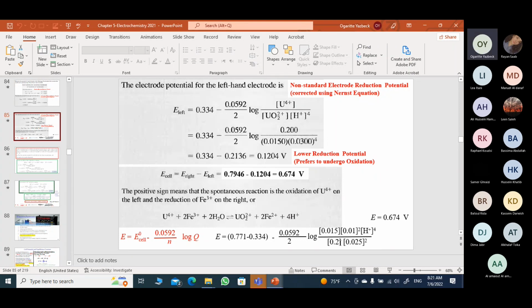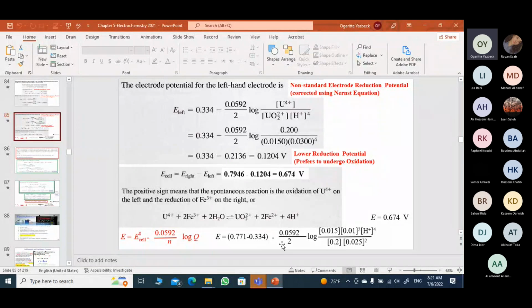So the Fe concentrations are 0.01 and it must be squared, 0.025 and it's squared, and the concentration of H plus whatever it is. Okay. Solve, and indeed you will get the same exact overall potential. It may be slightly different on the last number, but you get the same thing.